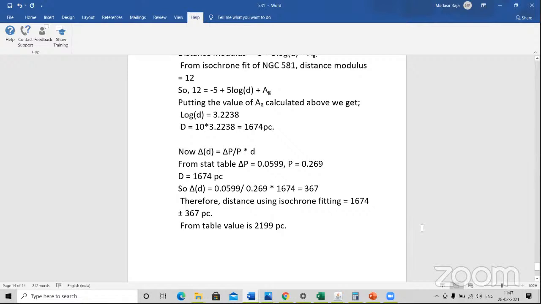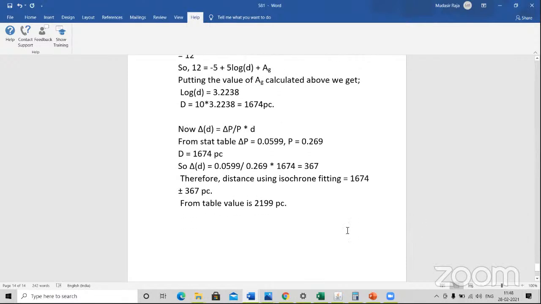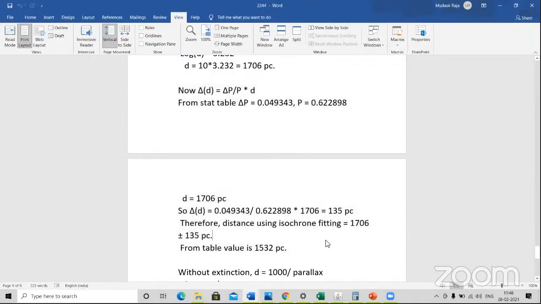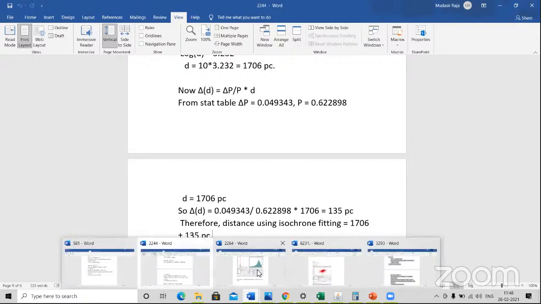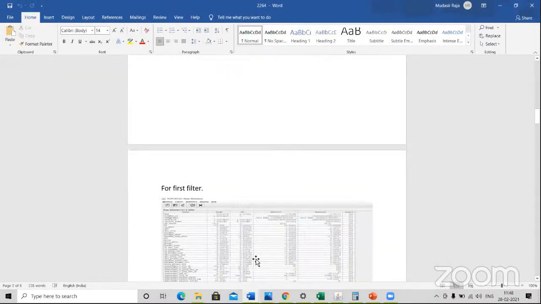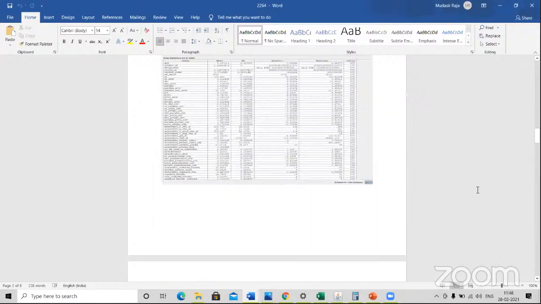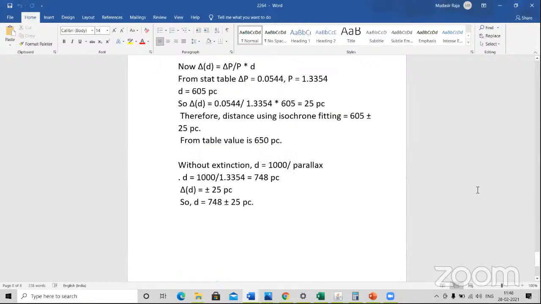So this is for 581. The distance after doing the isochrone fitting was 1674 plus or minus 376 parsecs. From the table, it was 2199 parsecs, so it was very close. Next is 2244. For 2244, I got 1706 plus or minus 135 parsecs, and from the table it was 1532 parsecs. For 2264, I got 605 plus or minus 25 parsecs, and from the table it was 650 parsecs.